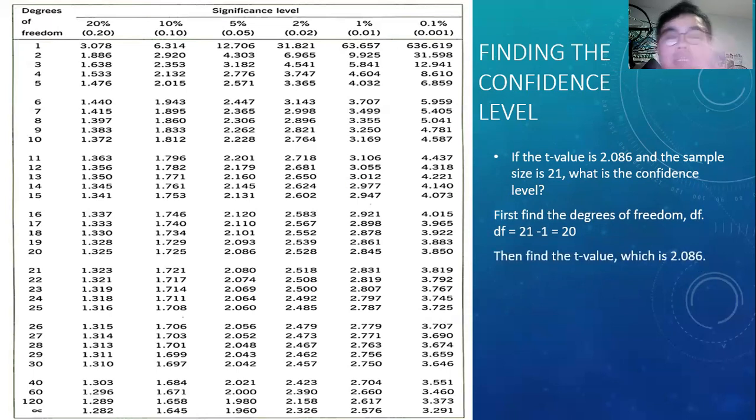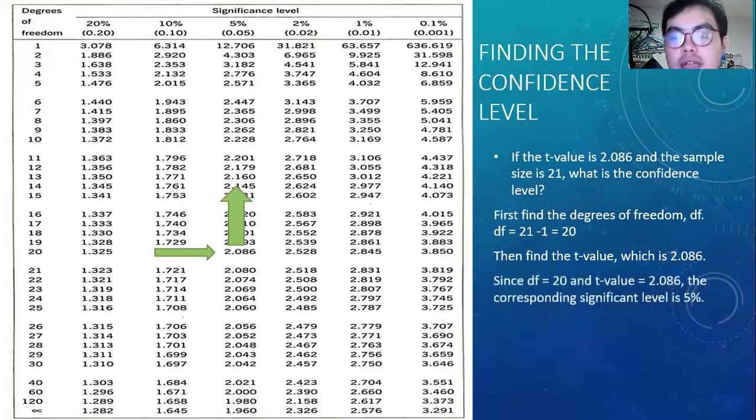Then we're going to find the value 2.086. So this is the p-value pala. We're going to locate 2.086 by using my arrows. Here, this corresponds to the degrees of freedom value, which is 20. Then we will see where it locates in terms of the significance level. So the 2.086 points up to 0.05. So that 0.05 is the significance level. In terms of percentage, it is 5%.